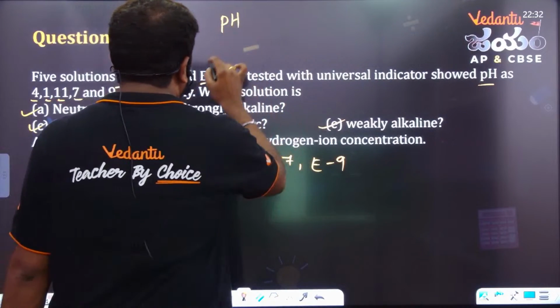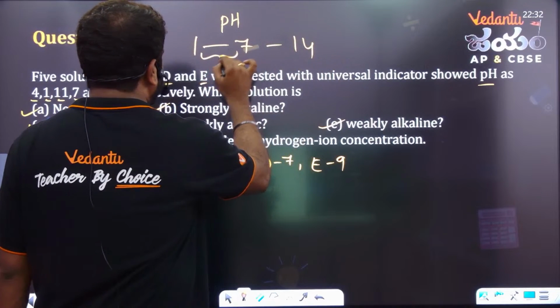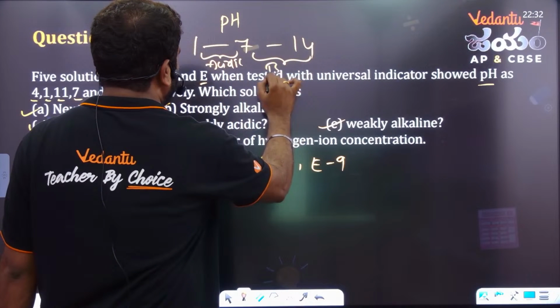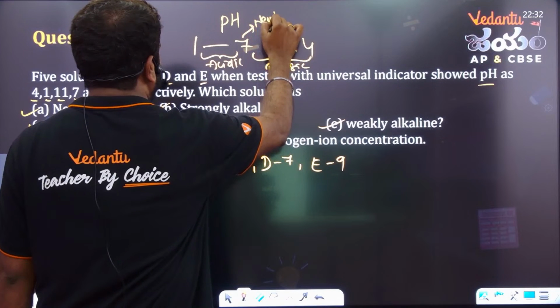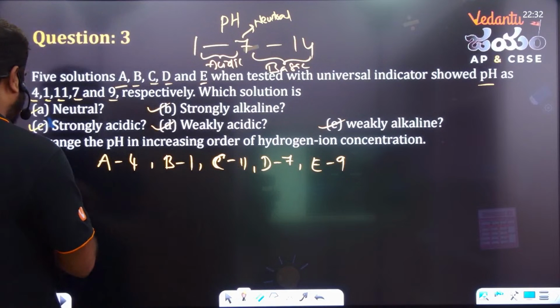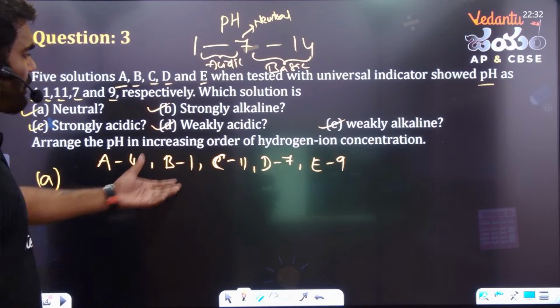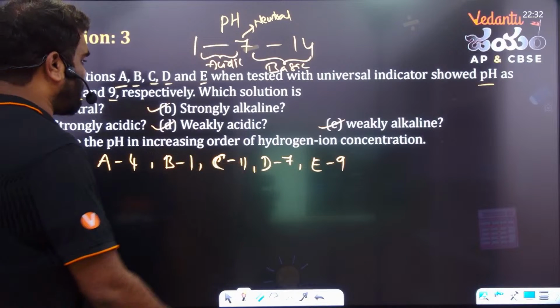We know the pH scale starts from 1 to 7 to 14. This is the acidic range, this is the basic range, and this is neutral. In the given substances, the first question is which is neutral. Solution D is neutral as the pH value is 7.